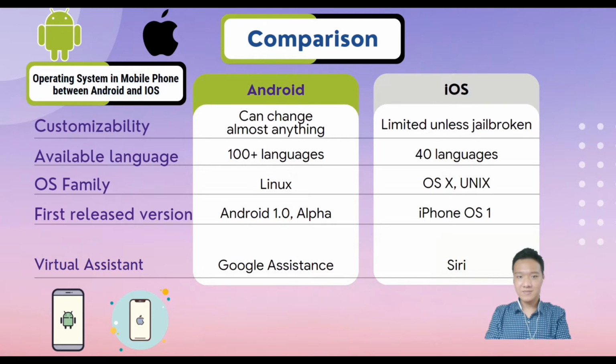For customization, Android can change almost anything, while iOS is very limited unless it's jailbroken. Android is available in more than 100 languages, while iOS has just 40 languages. The operating system family of Android is Linux, while the family of iOS is OS X or Unix. The first release version of Android is Android 1.0, which is Alpha, and for iOS it is iPhone OS 1, or we can call it iPhone Operating System 1. For the virtual assistant, Android uses Google Assistant, while iOS uses Siri.